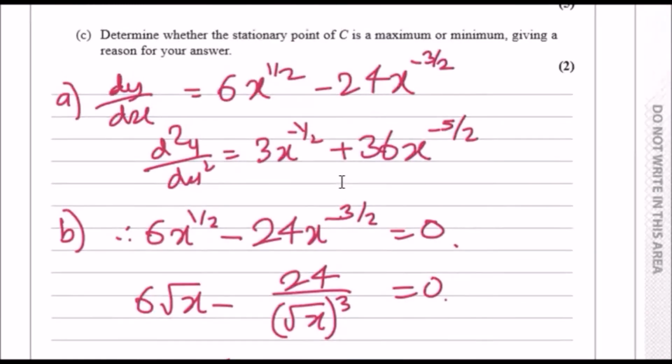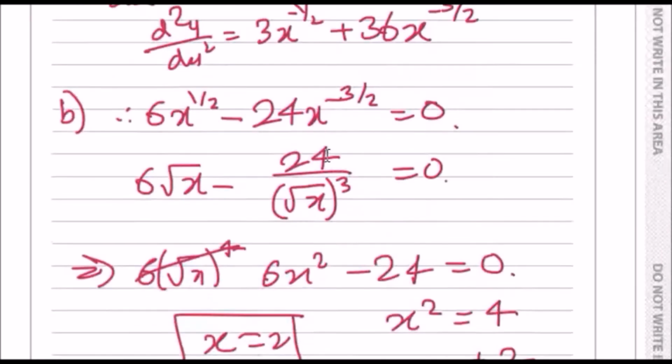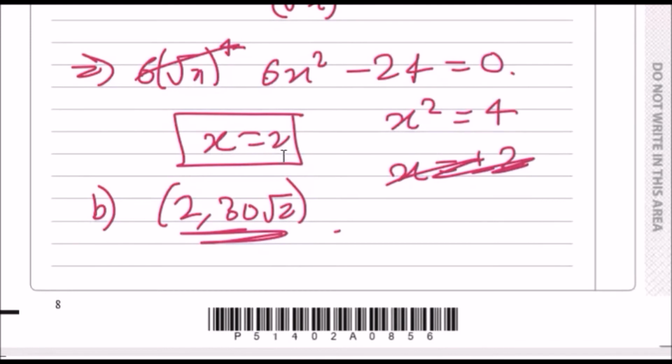Let's keep going. So part C, determine whether the stationary point of C is a maximum or a minimum, giving a reason for your answer. Now, maximum or minimum means firstly, you set the first derivative to 0 and then you obtain a certain x value. Now we want to check whether x equals 2 is either maximum or minimum. Maximum indicates that if it had a turning point, this would be the highest point and this would be the minimum point, theoretically speaking, yeah?